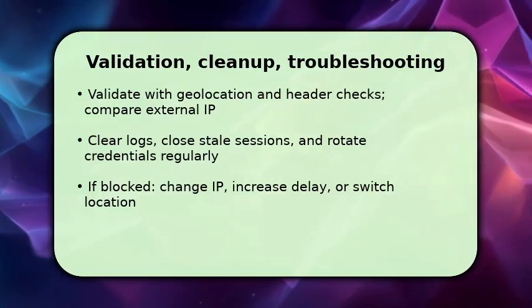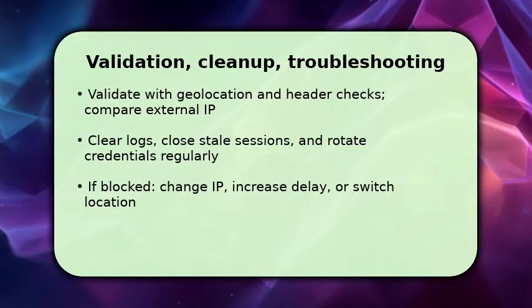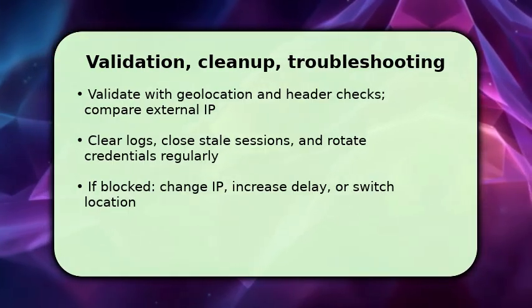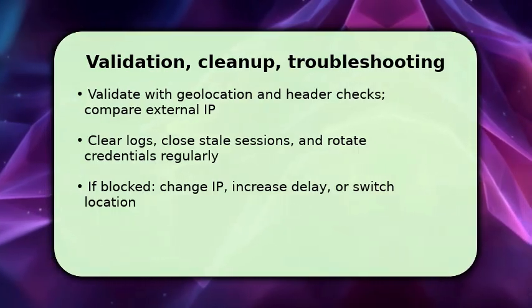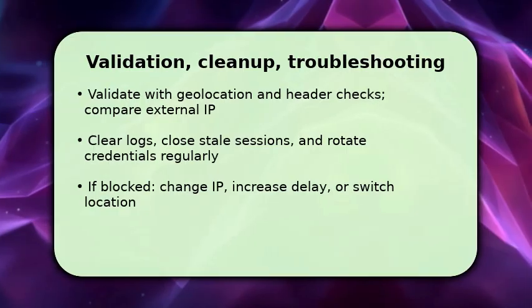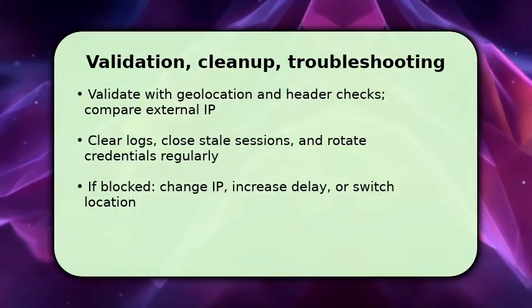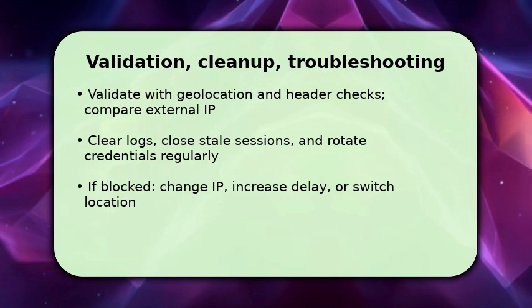If you hit blocks, change IP quickly, increase request delays, or switch to a different location, make sure to test each change. One key troubleshooting tip. If you see consistent 403 or 429, reduce concurrency and add randomized time.